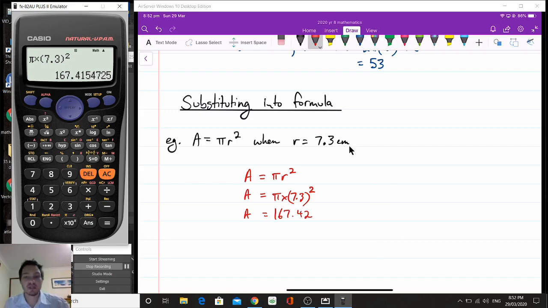Because I gave centimeters, I know it's an area, so it's square centimeters, and that was to 2 decimal places, because it kept going. I know it's always going to have decimal places because it had pi in it, which is irrational.